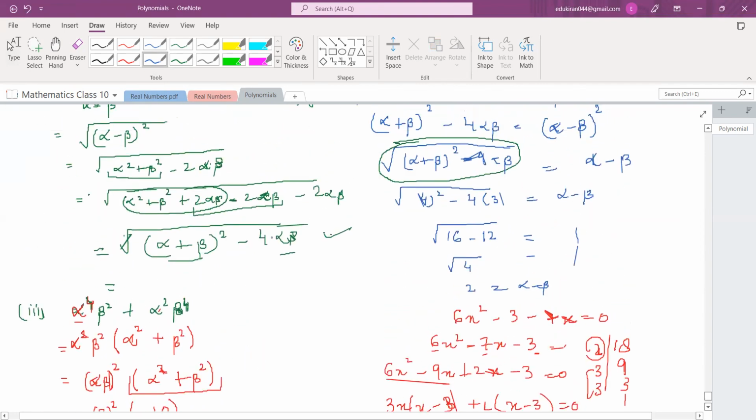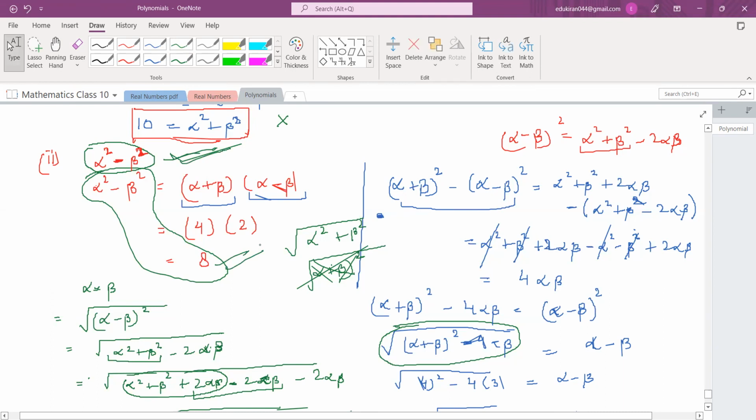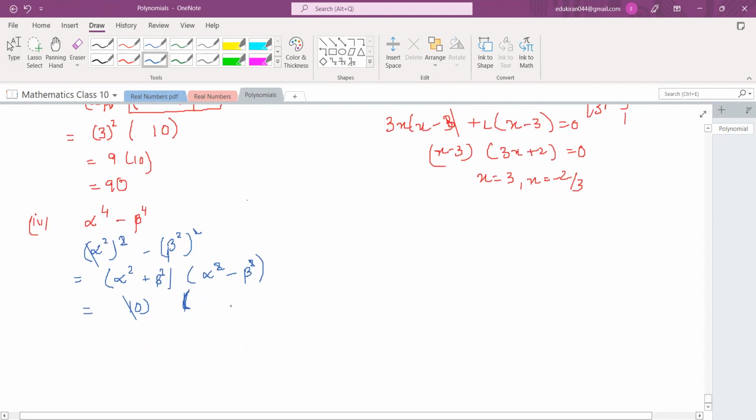Look here, I have done it in the second part, which was alpha square minus beta square. And I've got the value of 8 as the answer, right? Yes, ma'am. Okay, so put it here. I've got 8 from the previous results, so 80 is the value.